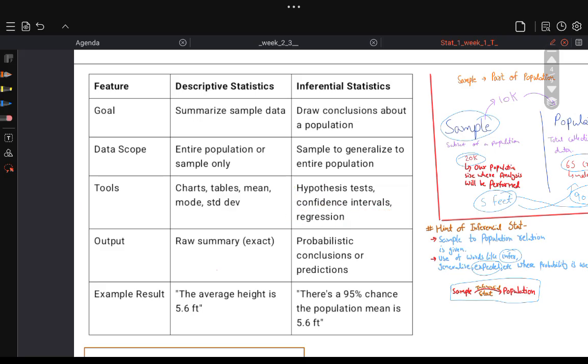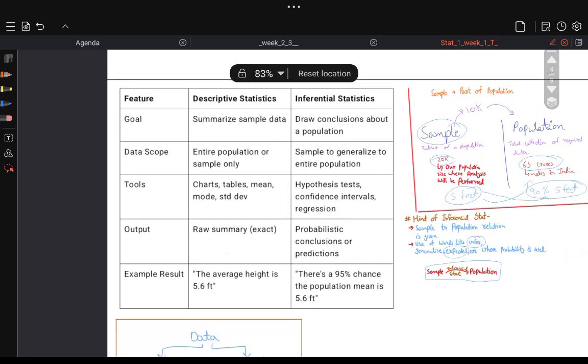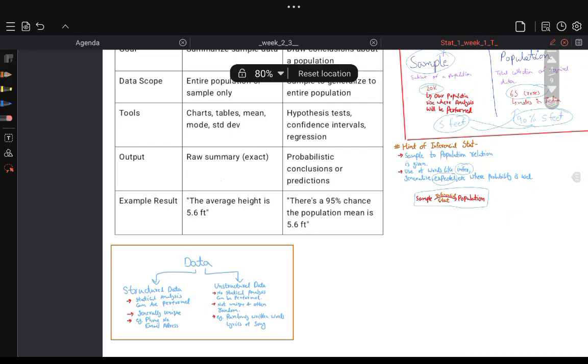So it is a probability, right? Now what probability we conclude from the sample, after making tables etc., comes under inferential statistics. Output is raw data in descriptive, but here output is probability. See, the average height is 5.6, so we can conclude with 95% chance that the population also has 5.6 feet. So there is a chance, there is a probability. Okay, so this is the basic definition or basic difference.